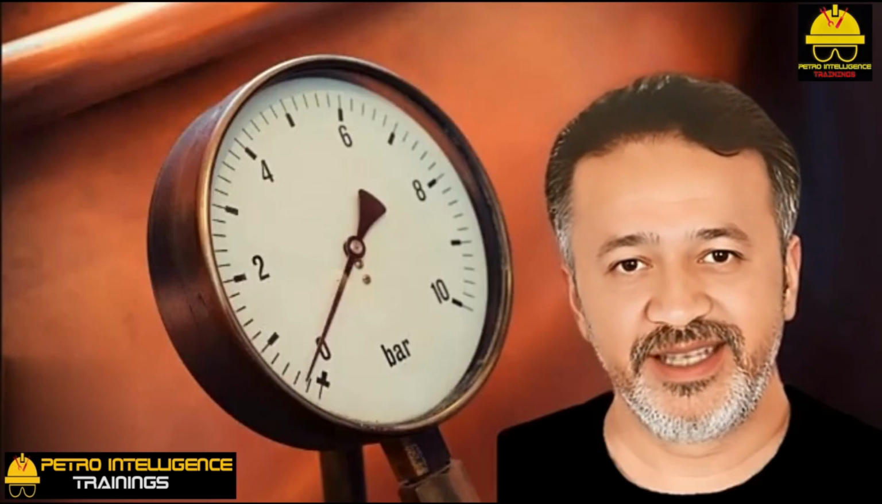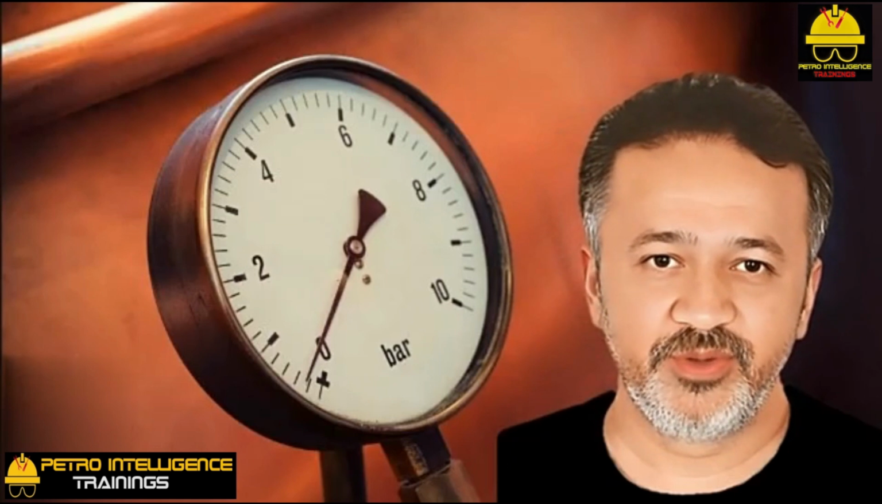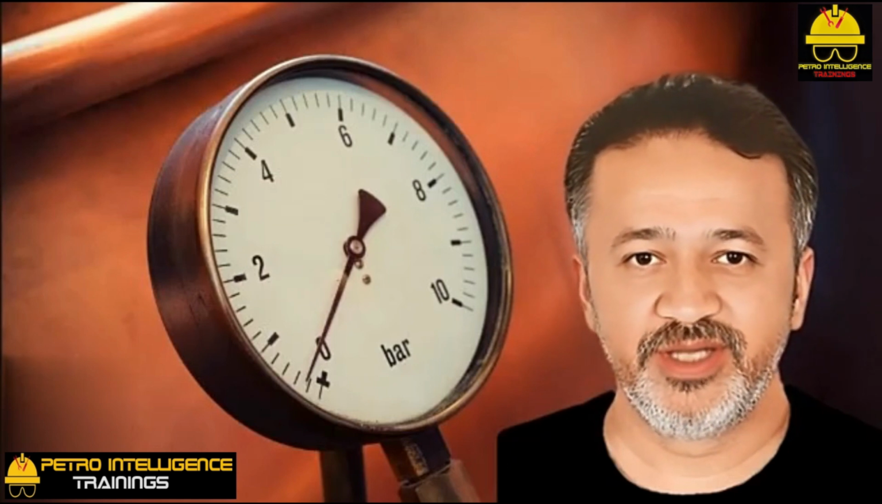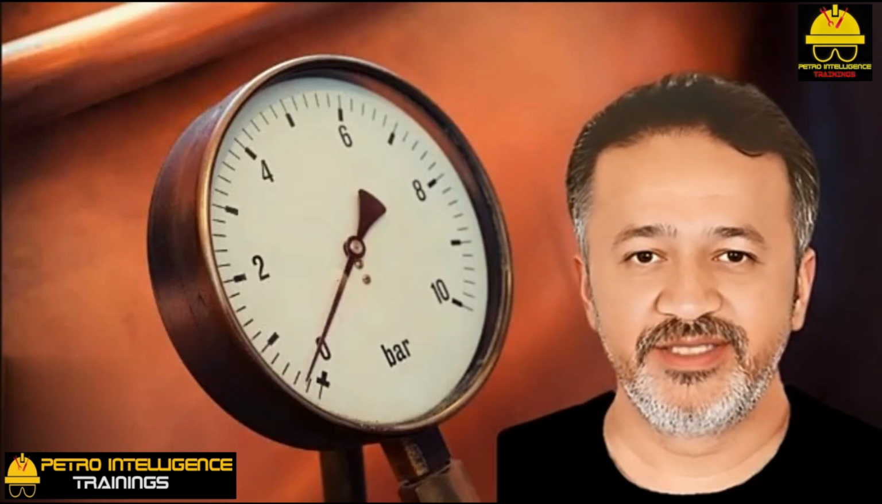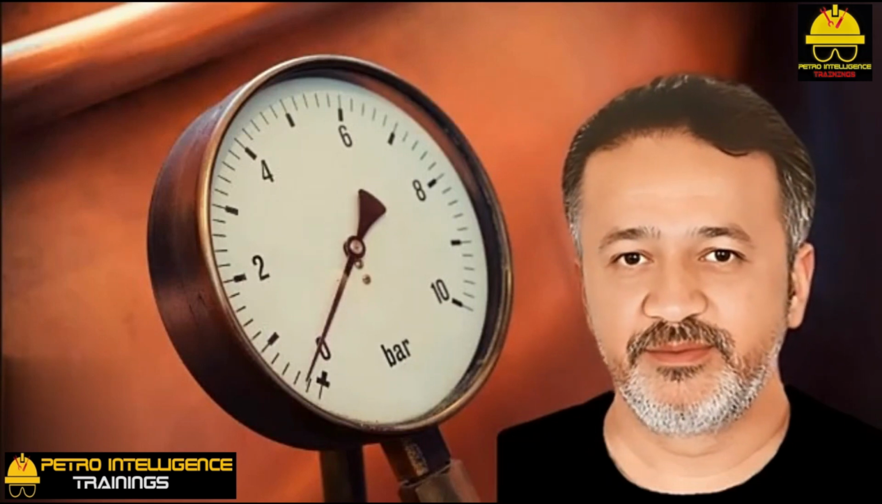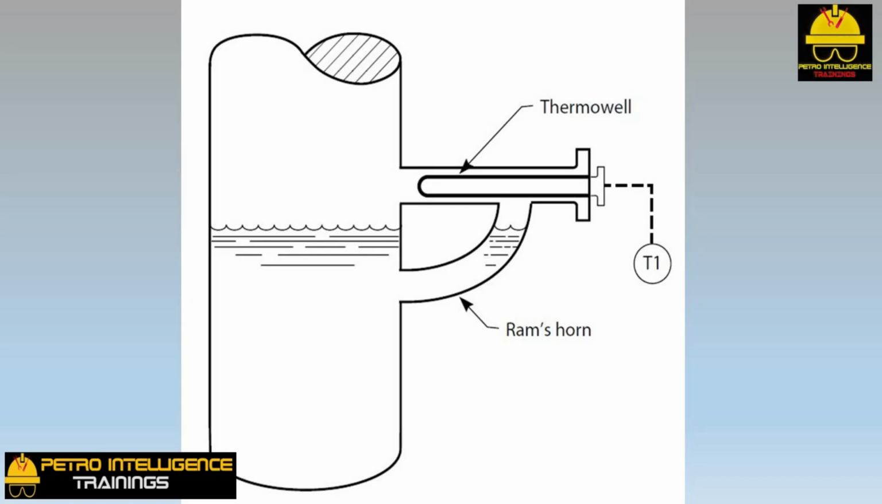Ram's horn level indication. A too short thermowell in the side of a vessel will increase in temperature when the liquid level rises to submerge the thermowell. This picture illustrates a common method of exploiting this phenomenon. This is the ram's horn interface level indicator. The thermowell extends to the vessel wall only and is poorly insulated.